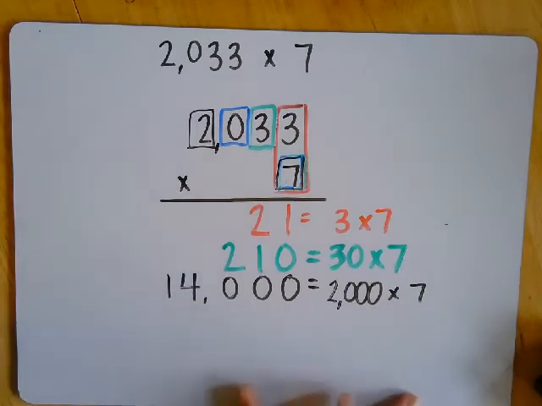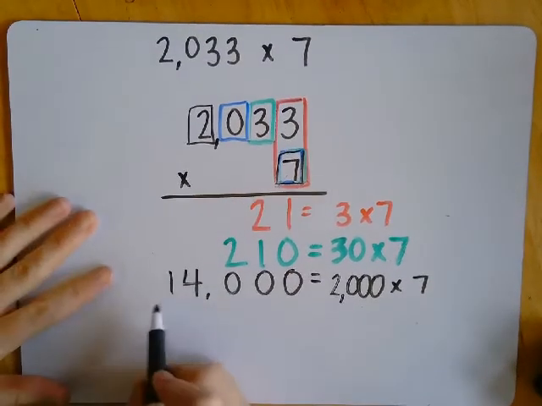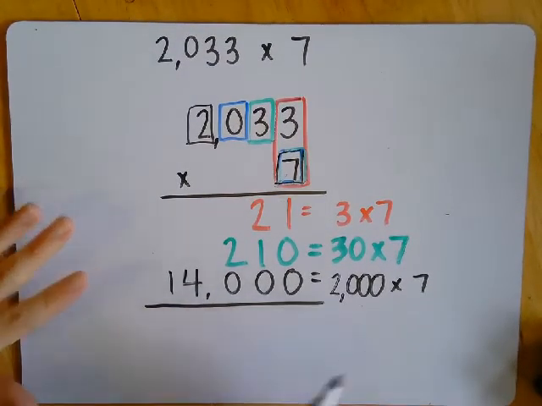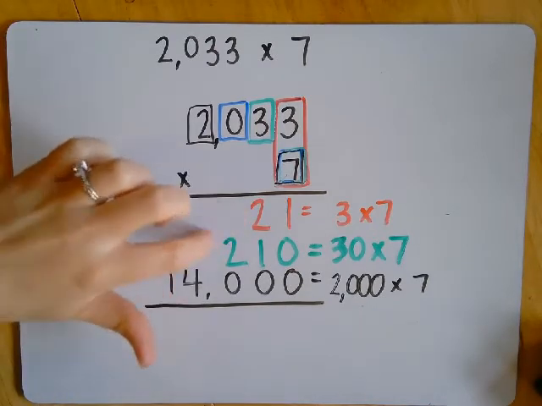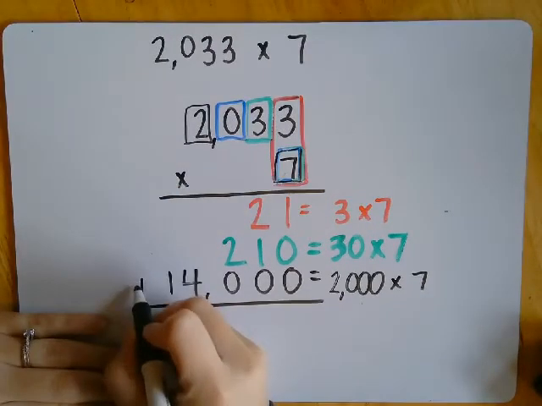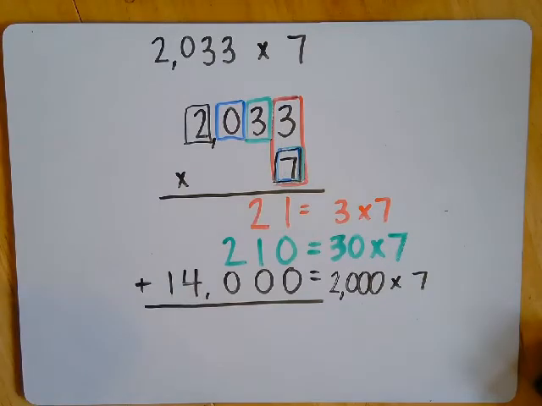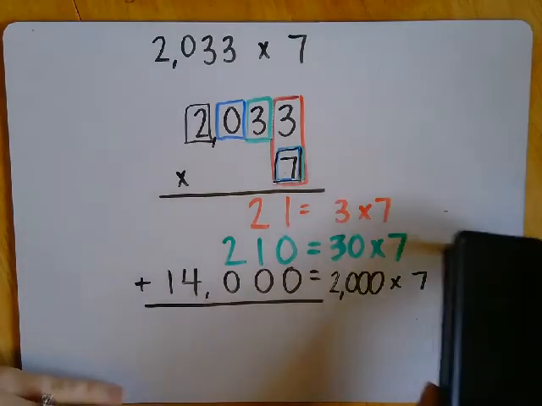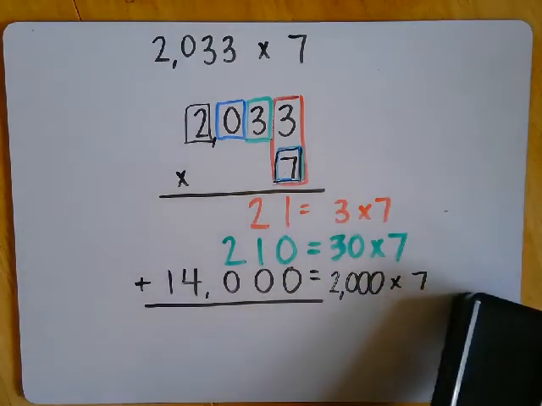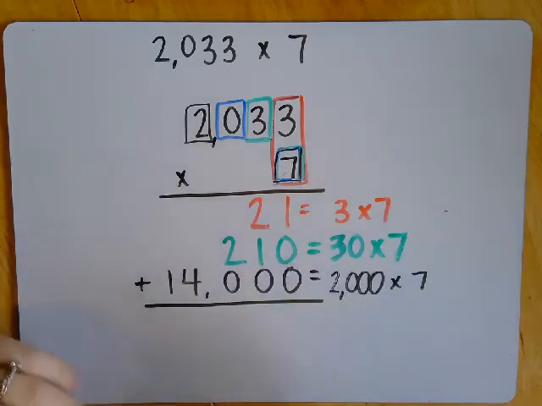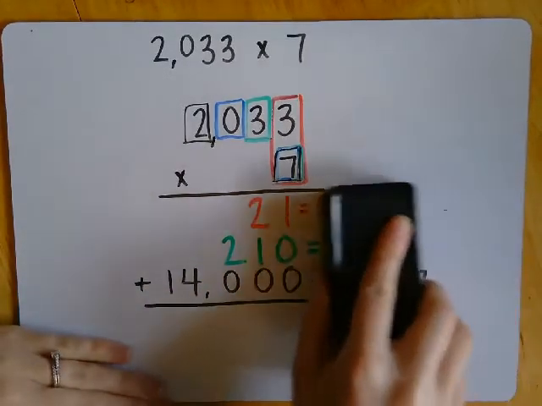All right, now that I have each of my pieces here, my partial products, all I need to do is add those together to get my answer. I'm going to erase these expressions over here just so I don't get confused when I'm adding. But if you want to go back and rewatch this video just to see where these numbers came from, feel free to do that.